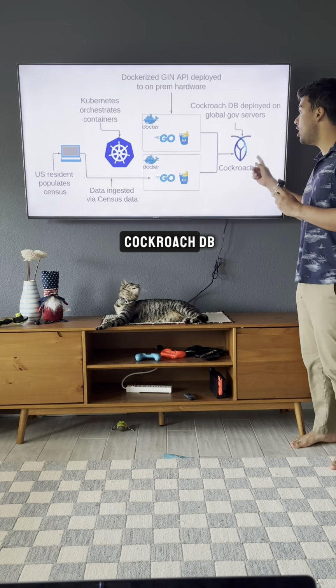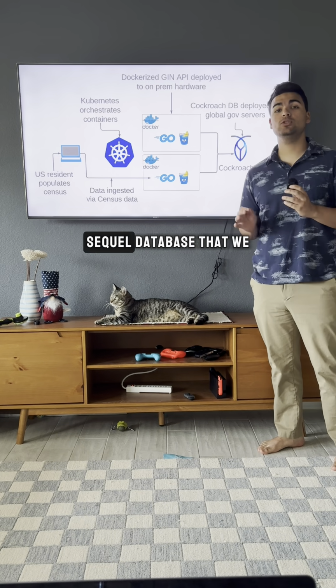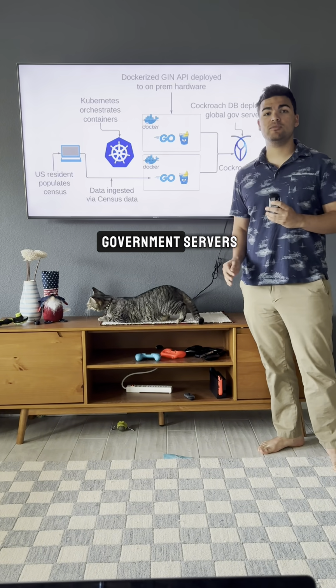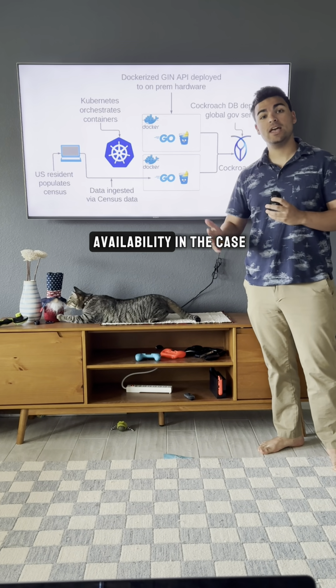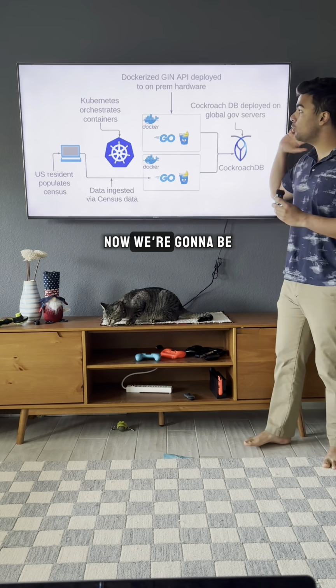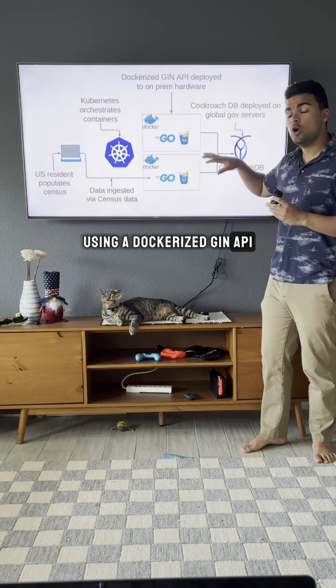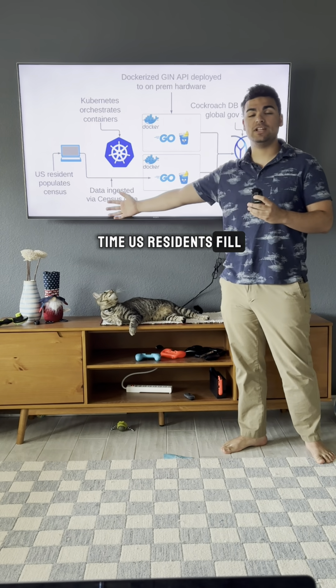We're going to be using CockroachDB, which is a distributed SQL database that we can use to store all our data. We'll deploy this to a ton of different government servers, which gives us high availability in the case that something goes wrong. Now, we're going to be getting our data into our database using a Dockerized Gin API, which will populate every time US residents fill out the census.